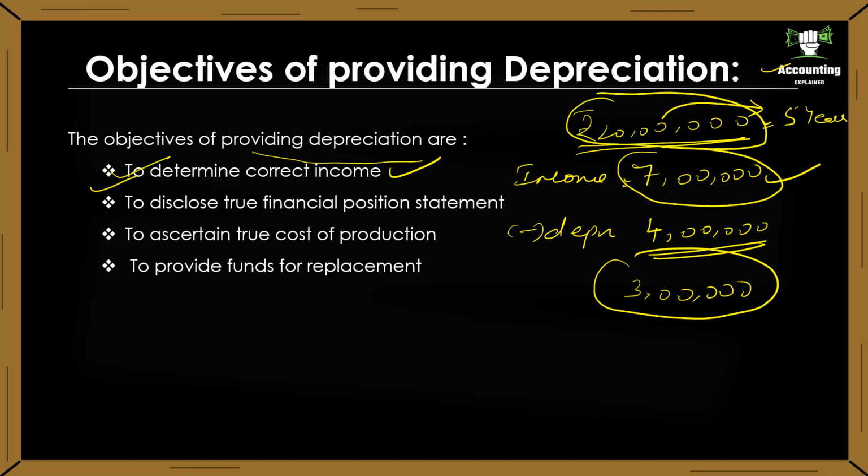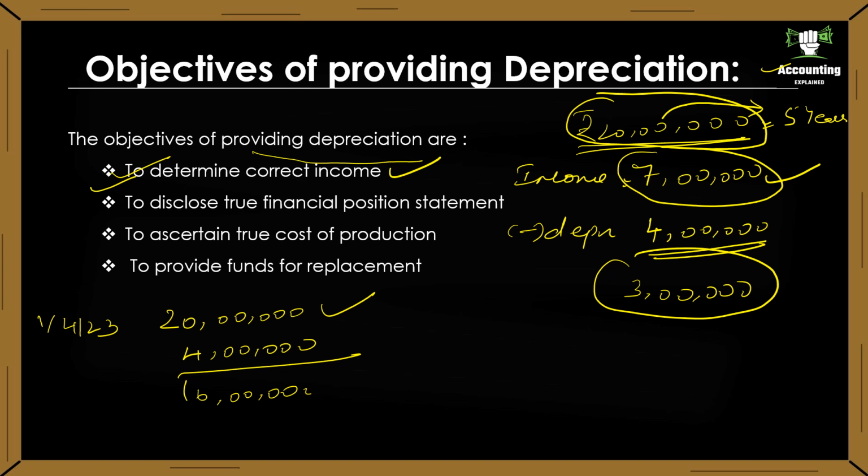So you have used this car for 1 year. The initial cost for which you bought the car is 20 lakhs. Can this 20 lakhs on 1/4/23 be shown on the balance sheet? No. What will you show? You will deduct 4 lakhs as depreciation and you will show only 16 lakhs in the balance sheet on 31/3/24. So it discloses a true financial statement.